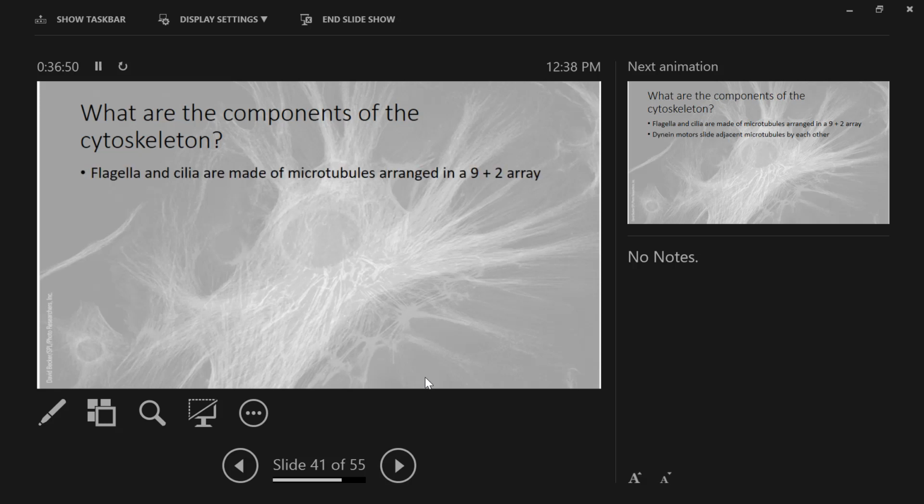We'll finish up here. So flagella and cilia are made out of microtubules that are arranged in a slightly different way. So they're arranged with 2 microtubules in the middle and then 9 doublets on the outside, or 9 pairs on the outside. It's pairs in sum. The microtubule organizing center has 9 triplets at the base of the flagella and cilia.